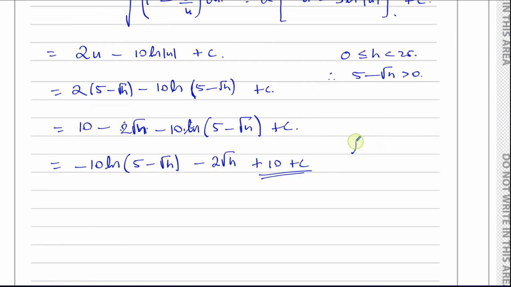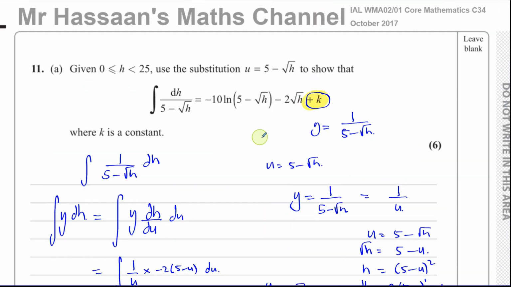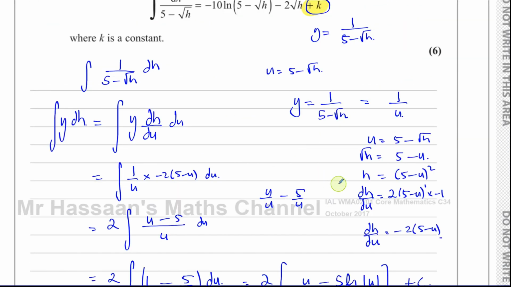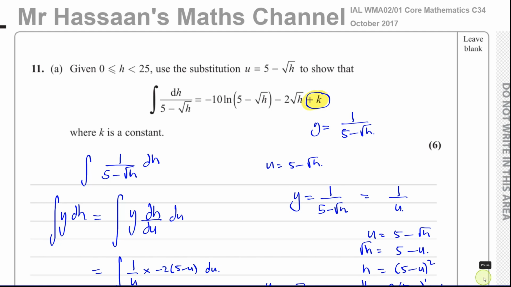So we can say, let k equal 10 plus c. That's where they get that from. It's a constant of integration, which they've just called k, including the constant from there. And so there we have the answer in the same format as we are supposed to have it. Right, so that concludes part A of this question.